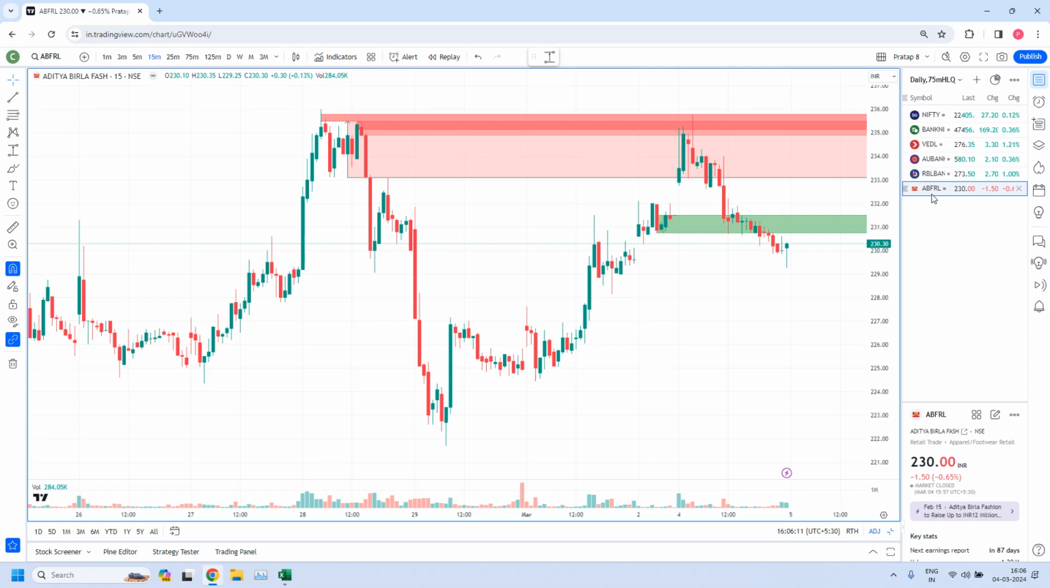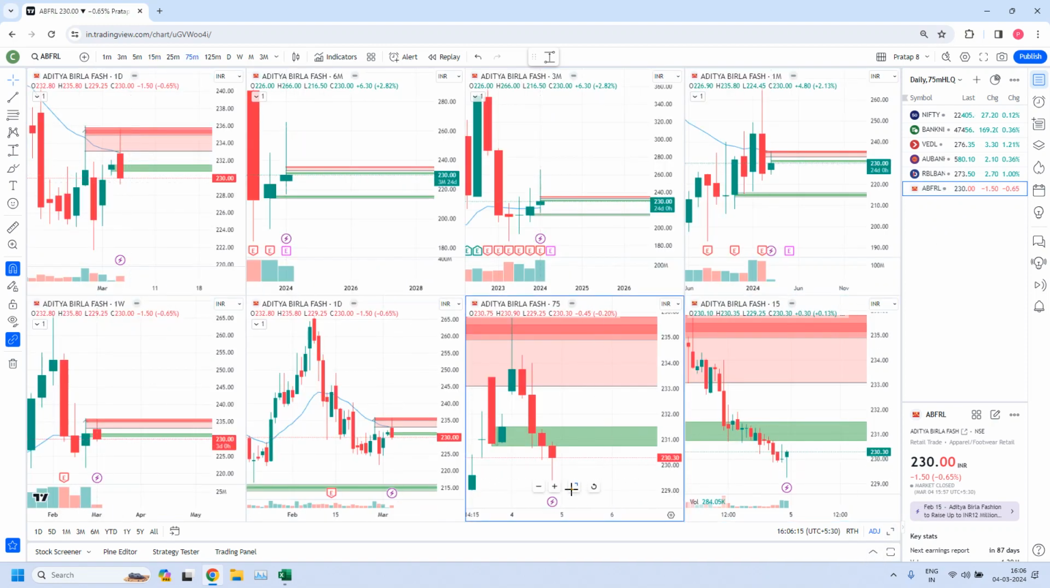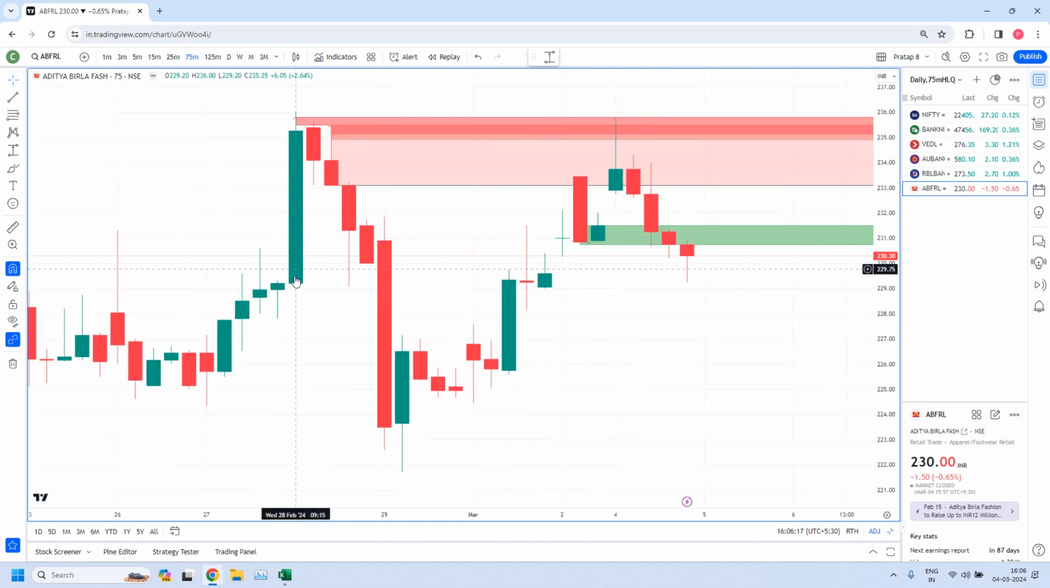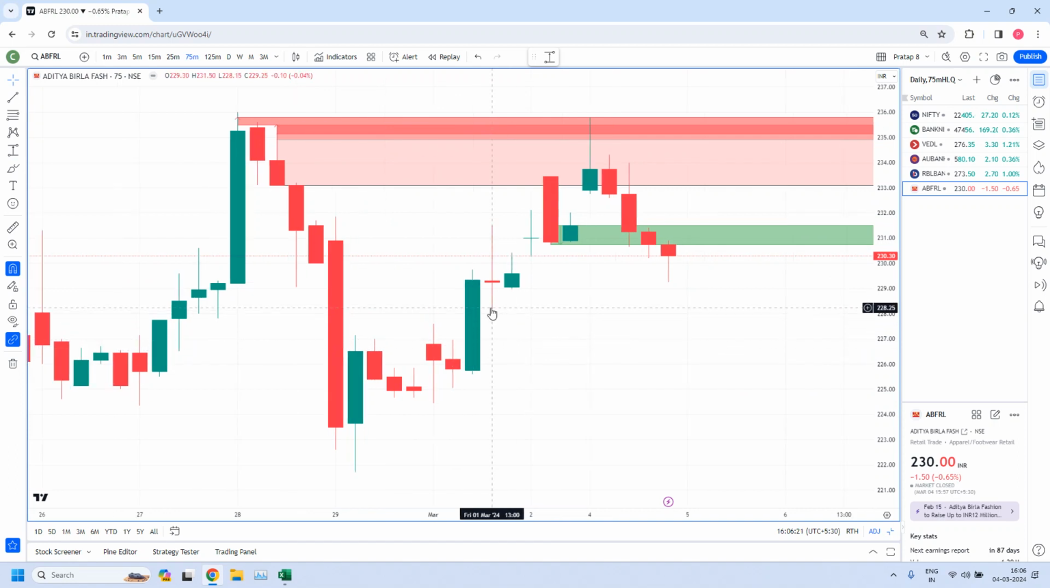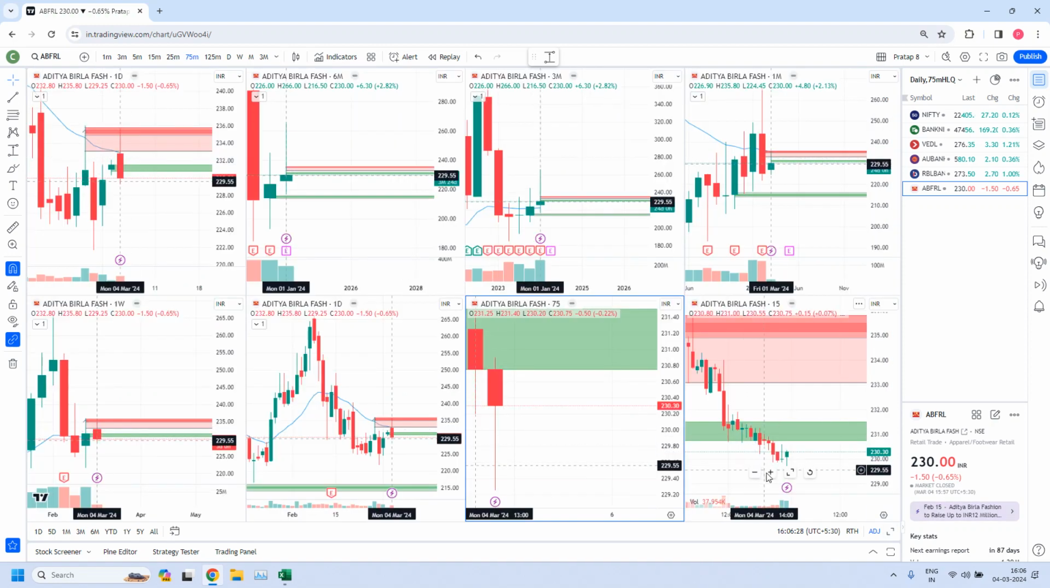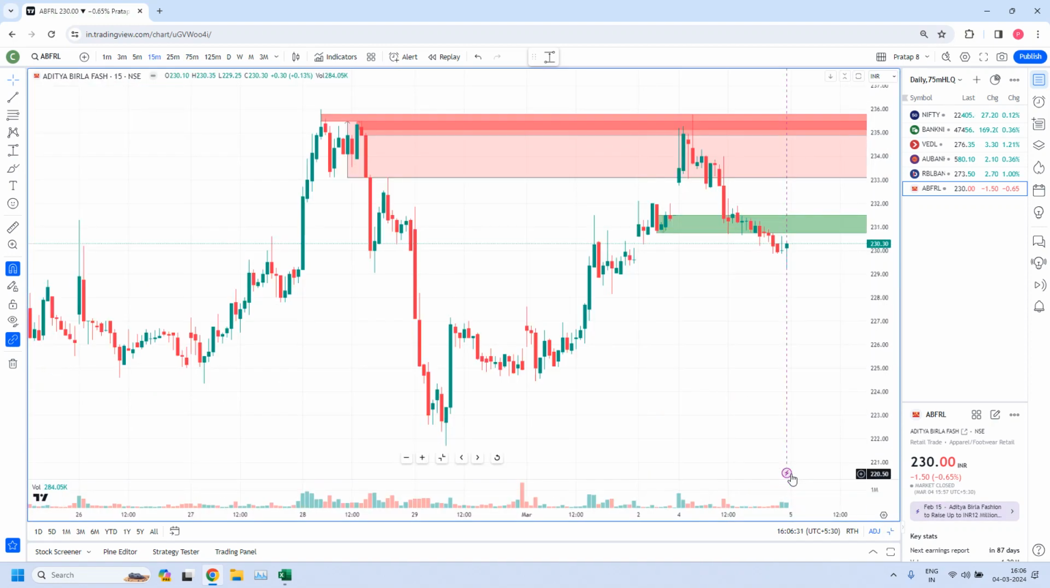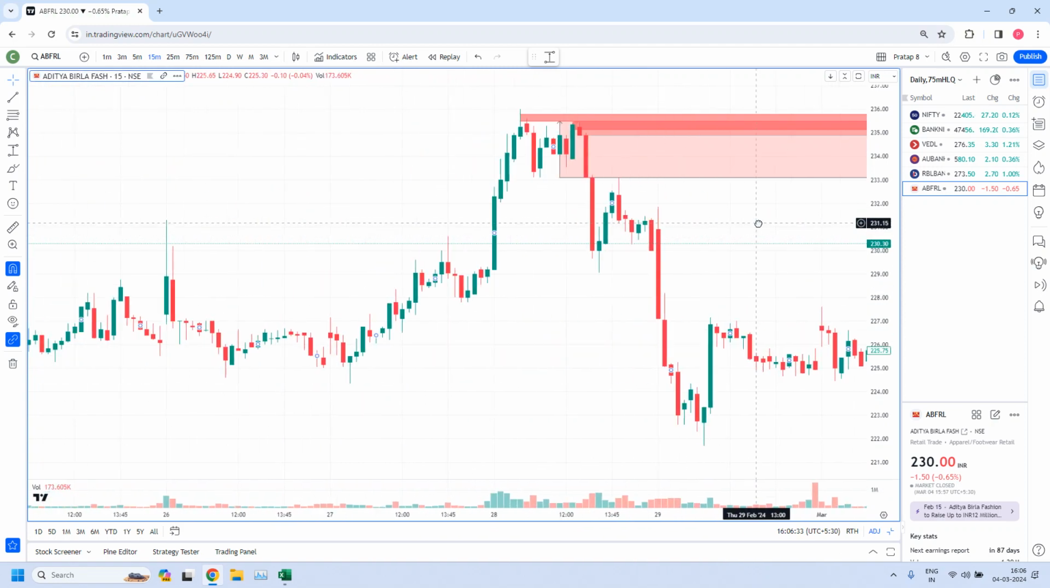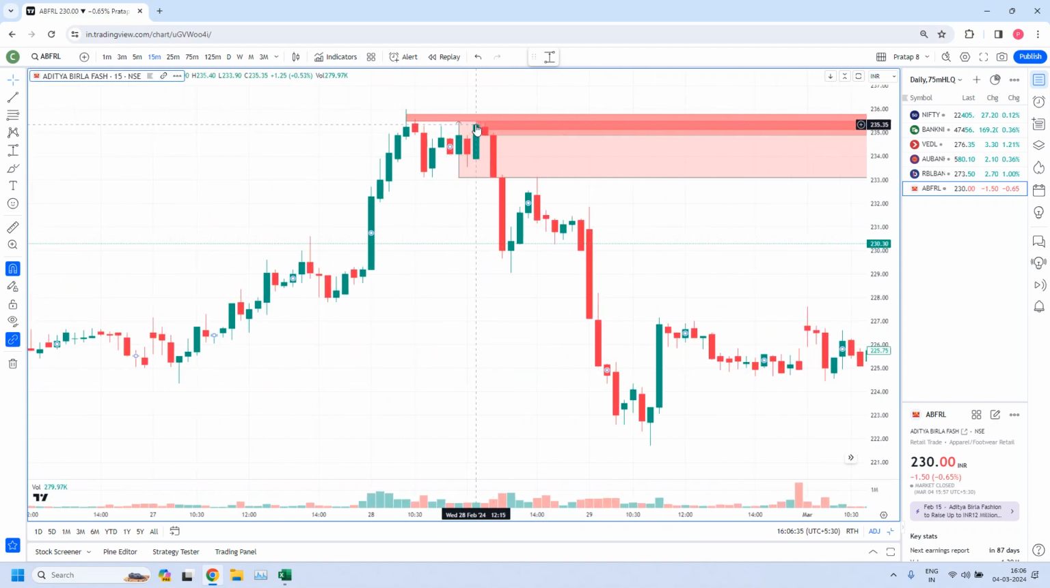That is ABFRL. ABFRL is a 75 minutes high liquidity zone. We have a rally candle, 2 base candles and a drop candle. And today prices entered into this zone. This 75 minutes zone is fine tuned to the 15 minutes level. Let me show you the 15 minute zone. Here we have a rally base drop. This zone is at the distal line of the 75 minute zone.